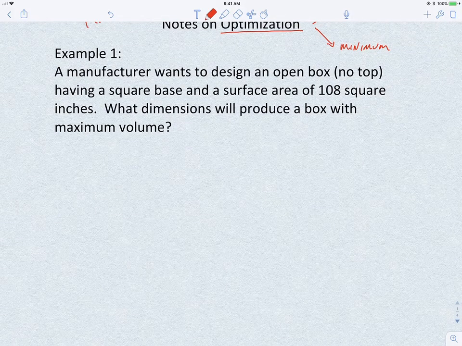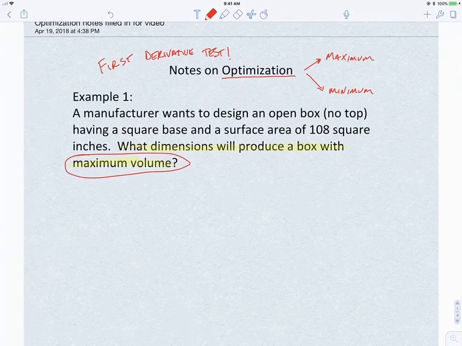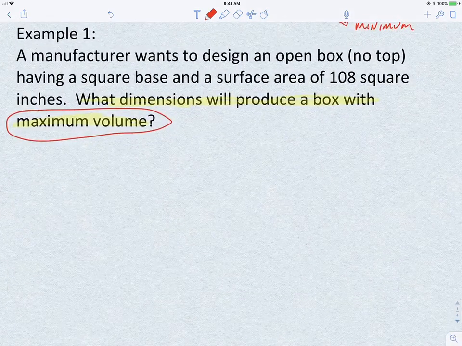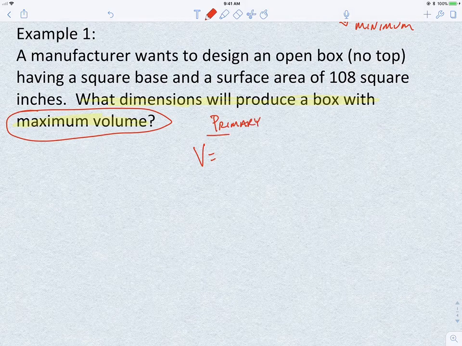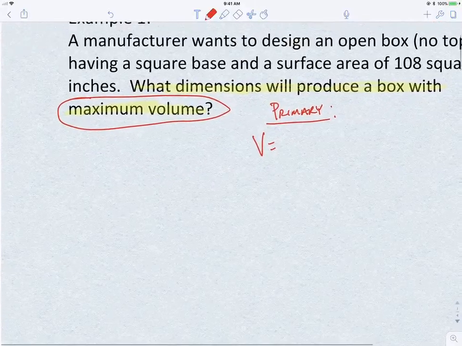So we read this problem. The first thing you want to note is what dimensions will produce a box with maximum volume. So that's the key, maximum volume. We're trying to find the biggest volume. So that's the equation we're going to use here. We're going to write the volume of this box. We're going to call that our primary equation because that's the equation that we're trying to maximize or minimize.